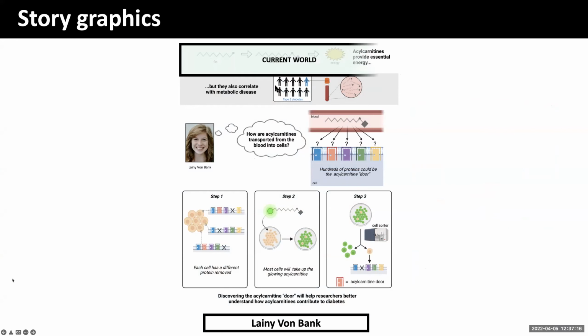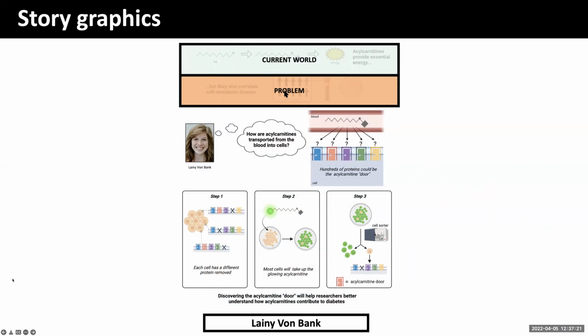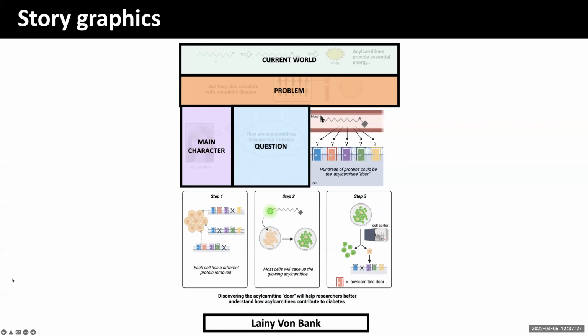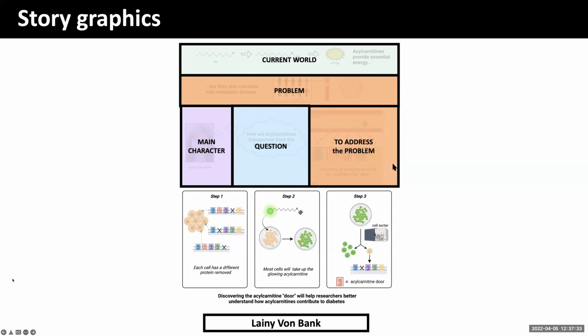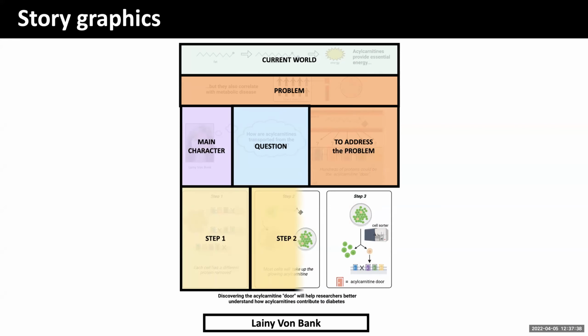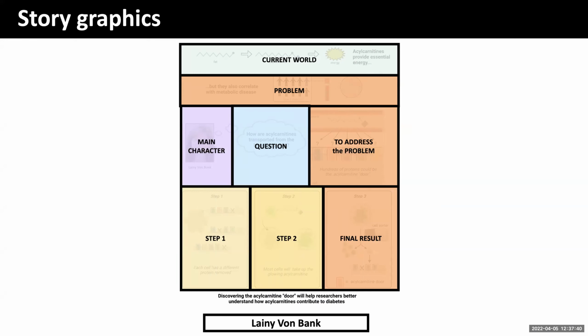So she's pulling pieces right off of that template. There's the current world. Here's the problem she's going to go after. Here's her main character, as Holly talked about. And then next comes a question that she's going to ask, right? How do these acylcarnitines get from the blood into the cells? There must be a transport protein. So that's what she's going to look for when she addresses the problem, and then the steps that she's going to take to get there. And when she finds that result, how that makes the world better. Again, straight off that template.